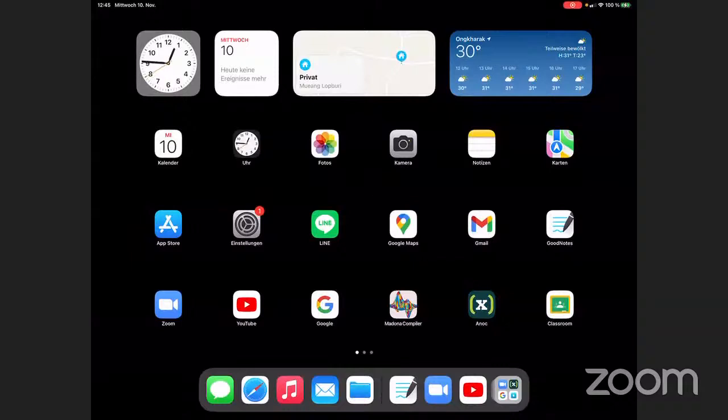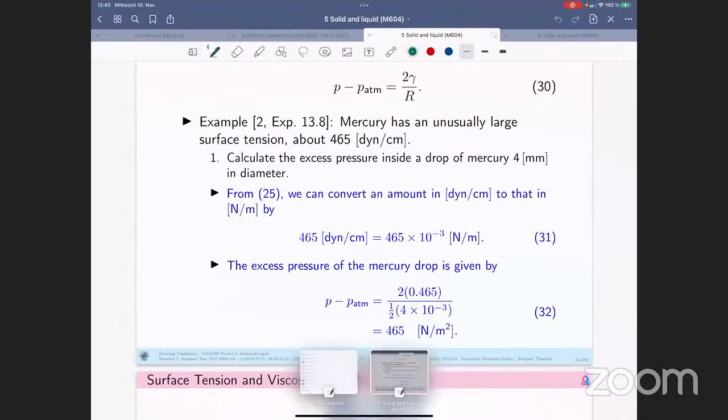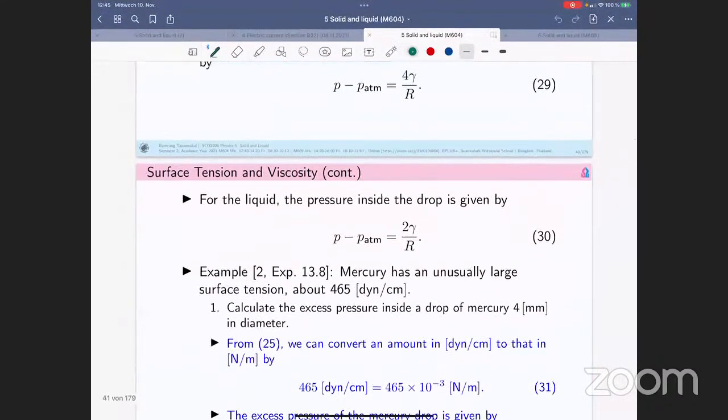Work with this one. Okay, we will consider the pressure difference and we calculate the pressure difference. We are going to see what's going on in the relation between the pressure difference and the surface tension.